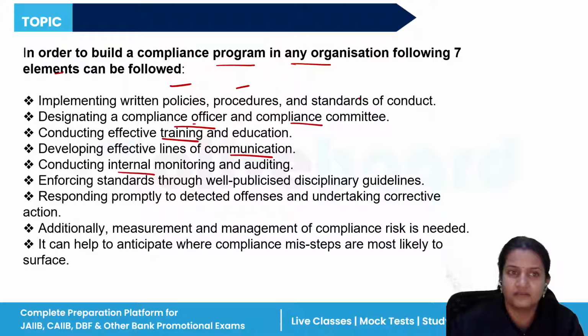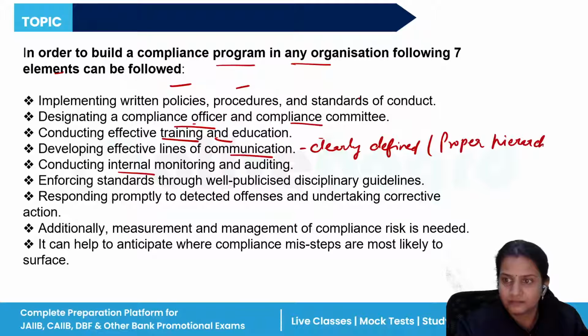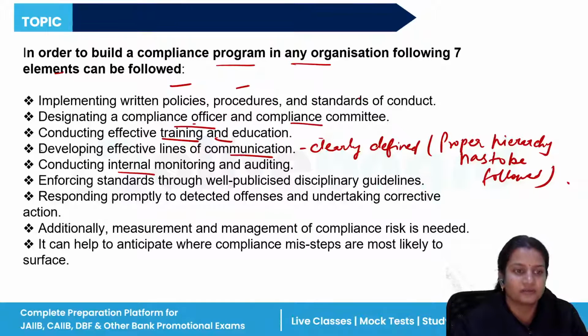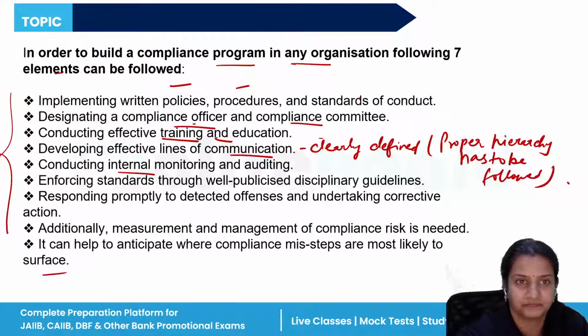These are the elements that need to be taken care of when building any kind of compliance program. A committee should be there, proper training and education programs should also be provided, and lines of communication should be clearly defined, that is, who will report to whom, and proper hierarchy has to be maintained. These are all important elements for building the compliance program.